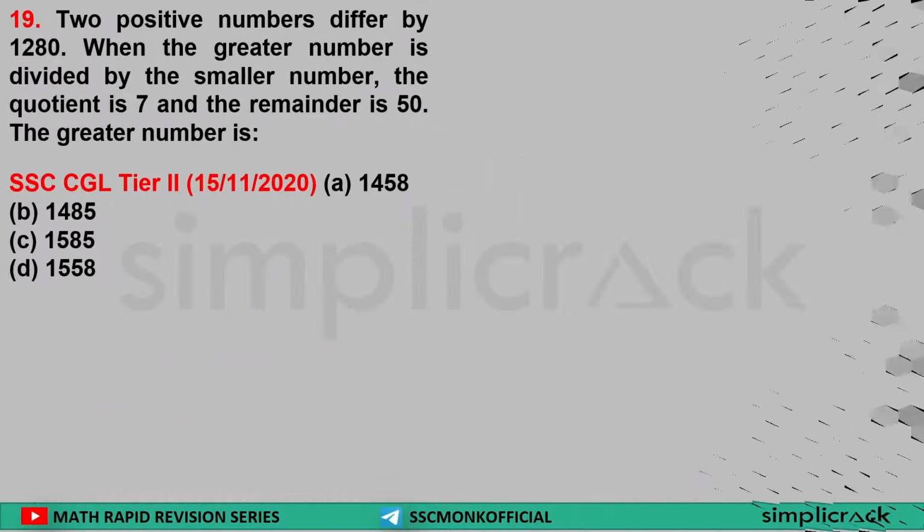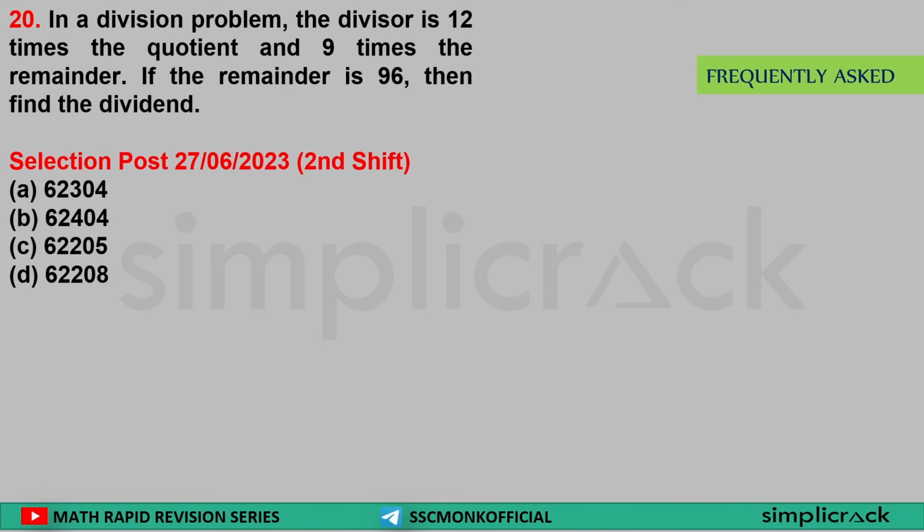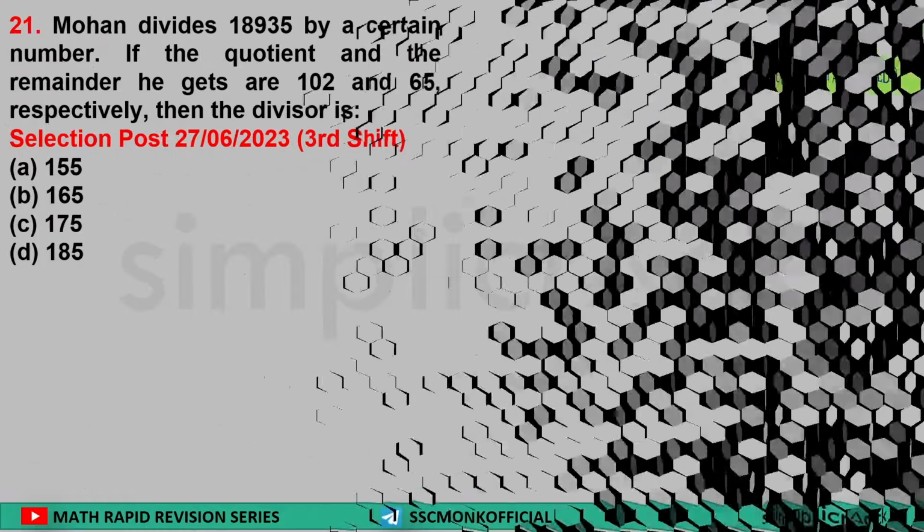Next. Two positive numbers differ by 1180. When the greater number is divided by the smaller number, the quotient is 7 and the remainder is 50. Same question as it is, so it is homework for all of you. Next. In a division problem, the divisor is 12 times the quotient and 9 times the remainder. If the remainder is 96, then what? Same type of question I solved previously, so this is homework. Basic questions are there. Next.